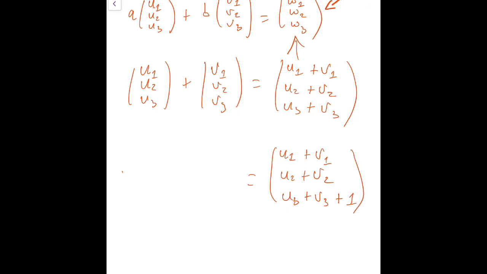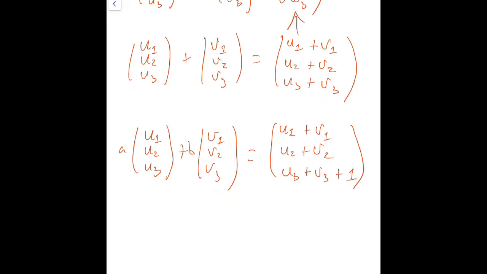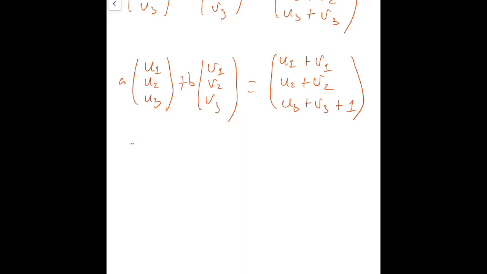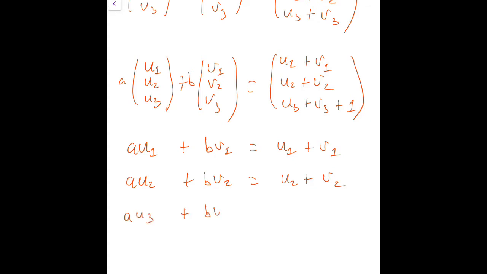Okay, and now can we find 2 constants a and b such that a times u1, u2, u3 plus b times v1, v2, v3 makes this equation true? Now we know if a and b are both equal to 1, the top 2 equations are true. But if a and b are both equal to 1, then the bottom equation is not true. Okay, so what does this tell us? If I look at the system, au1 plus bv1 is equal to u1 plus v1, and au2 plus bv2 is equal to u2 plus v2, and the bottom equation is now au3 plus bv3 is equal to u3 plus v3 plus 1.